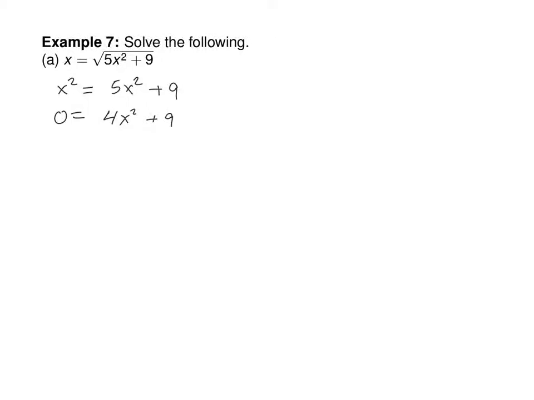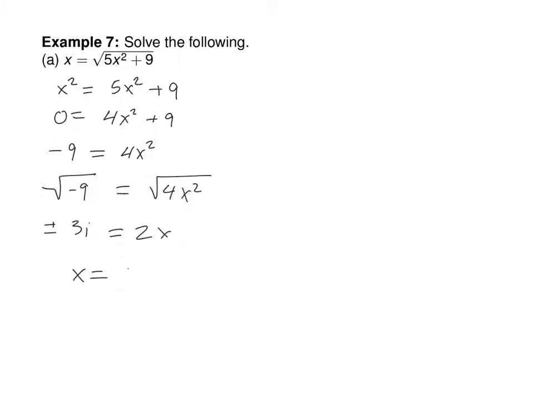What else could we do? Minus the 9? What do you think? Okay, negative 9, or the 4x squared, either one. So negative 9 equals 4x squared. Now, do you want to divide by 4, or do you want to take a square root? Square root. Okay, so square root both sides. When you do that, what are you going to have to introduce? I. So we'll say plus or minus 3i equals 2x. Does that make sense? So x equals technically plus or minus 3i over 2.